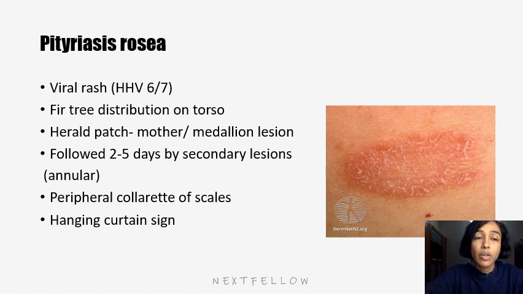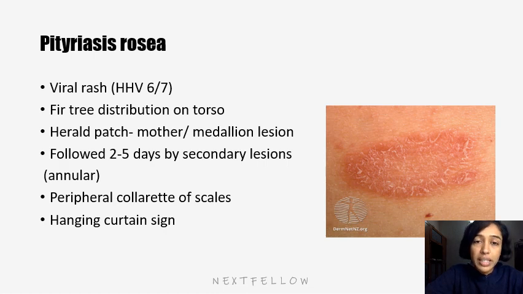It's classically got a fir tree distribution of lesions on the torso. It may extend to the upper thighs. The first lesion to appear is the herald patch or the medallion lesion or the mother patch. And a few days later, you get this fir tree appearance of these secondary lesions. These are all annular. Classically, in each lesion, you will see a peripheral collarette of scales. It's a very classical sign to distinguish it from other annular lesions.